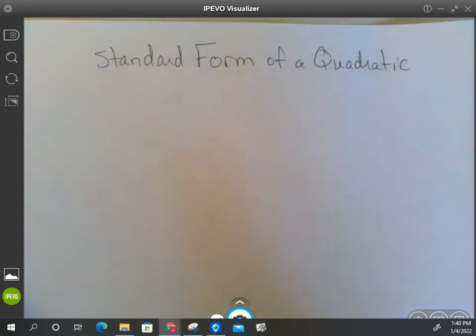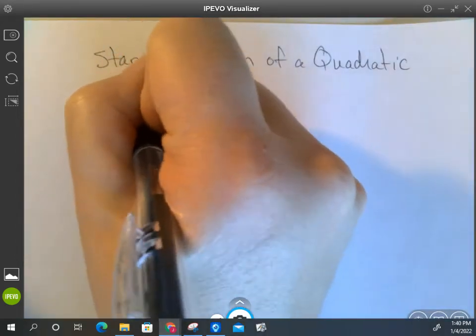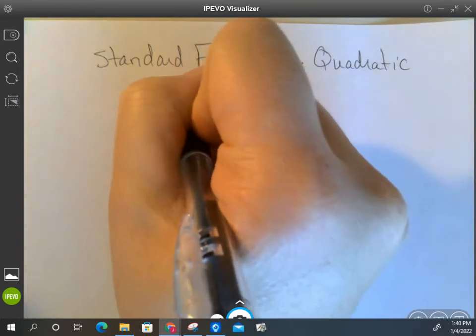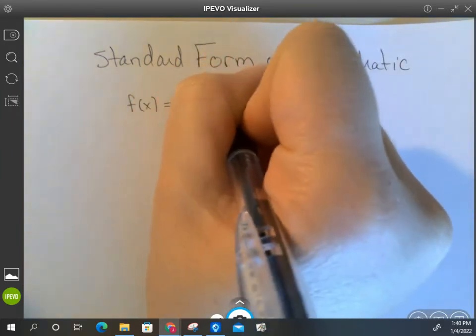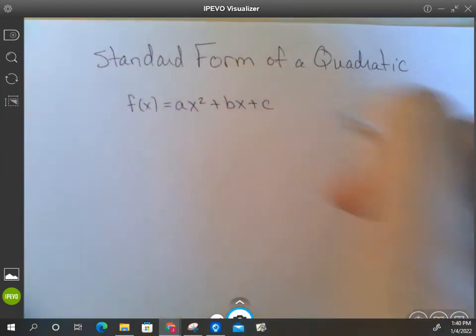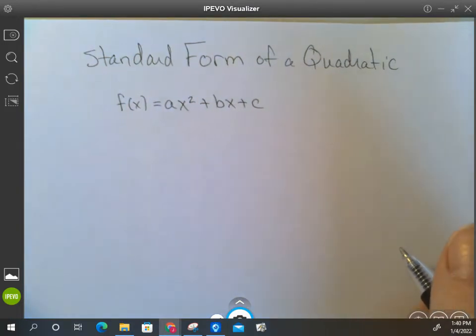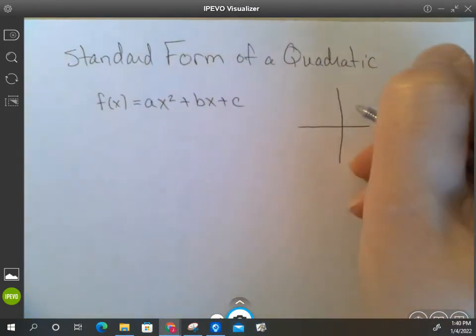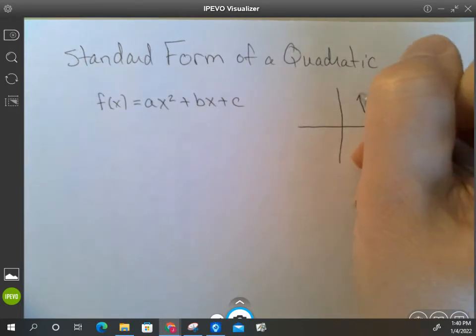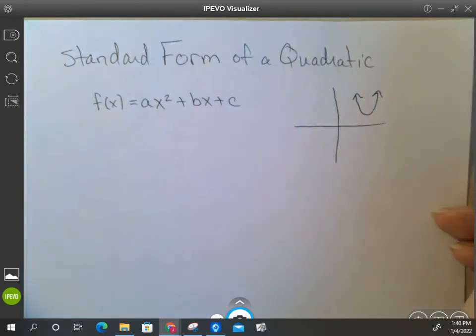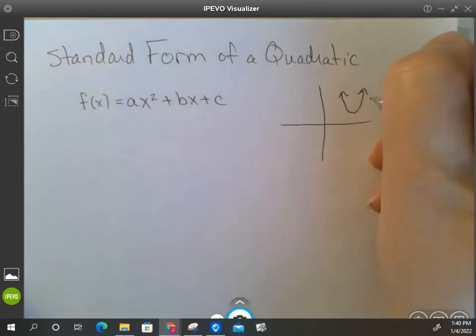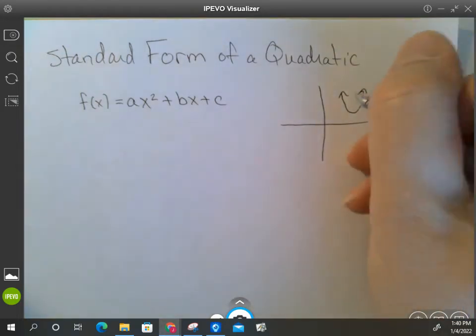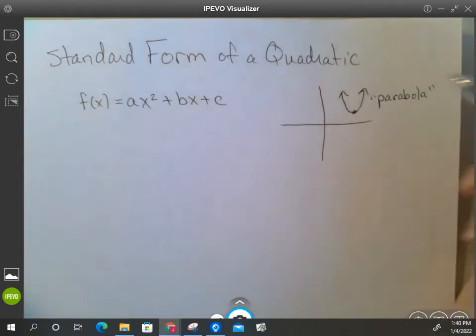All right, so standard form of a quadratic is f of x or y equals ax squared plus bx plus c. All right, so what do we know? Well, we know that this general graph is going to look like a U-shaped curve. And what do we call that U-shaped curve? We do call it a parabola. Parabola.